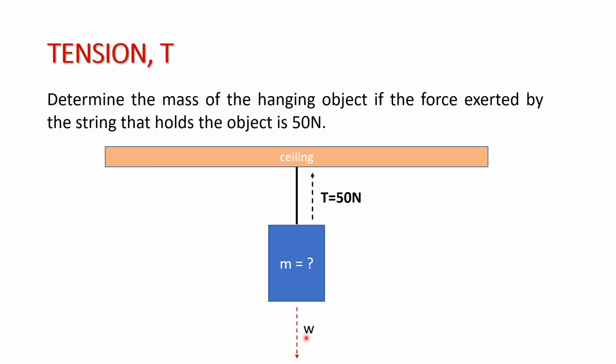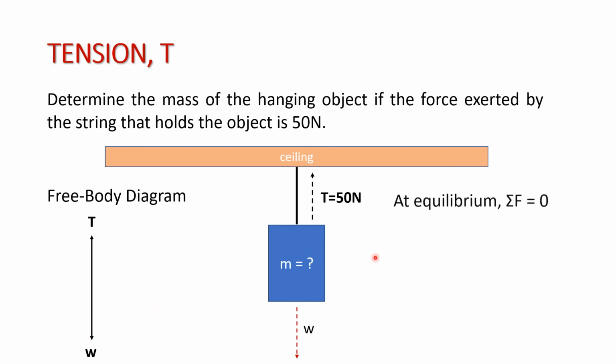We can only solve for the mass if we're going to determine the value of weight. But since we consider that we are at equilibrium, using our free body diagram that shows that tension is the force going upward and the weight of the object is the force going downward, that means we have only two forces involved. We can say that the sum of all forces is equal to 0. Tension is equal to the weight. So that means the weight of the object is also equal to 50 newtons.